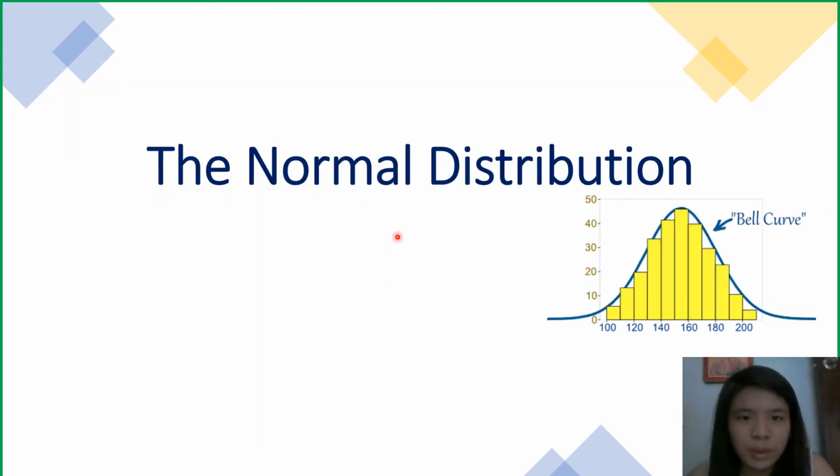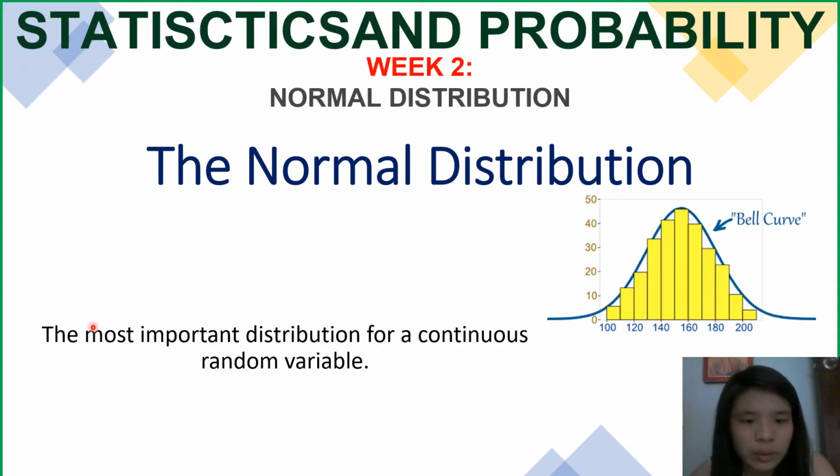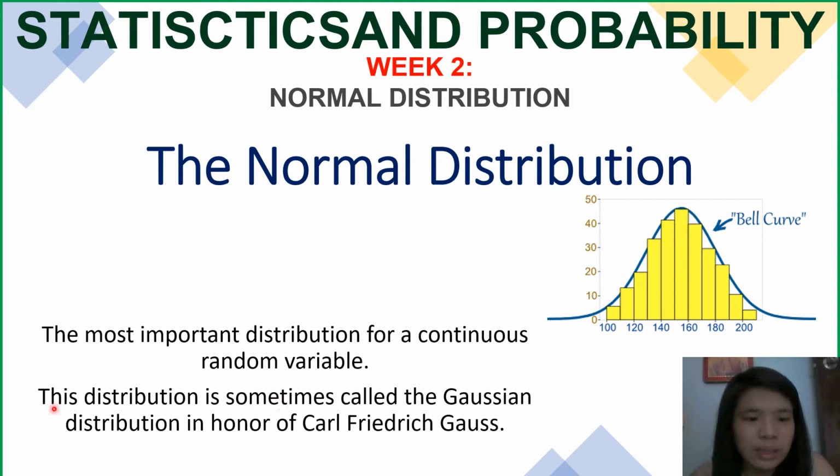Sa weeks 3 and 4, yung pinaka-content niya talaga or umiikot yung discussion sa normal distribution. So, ano nga ba yung normal distribution? So, normal distribution is the most important distribution for a continuous random variable. This distribution is sometimes called the Gaussian distribution in honor of Carl Friedrich Gauss. Pwede nyo hanapin si Carl Friedrich sa internet para makita nyo kung anong itsura niya.